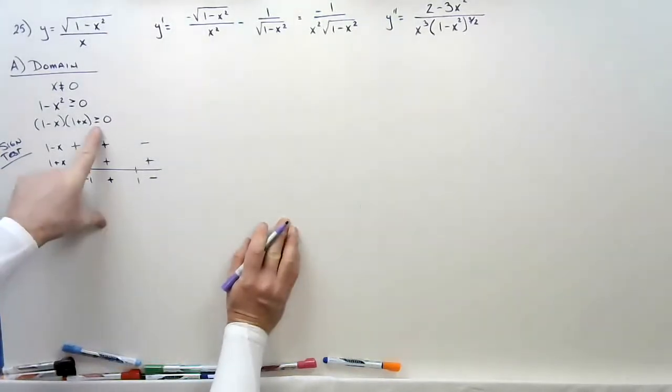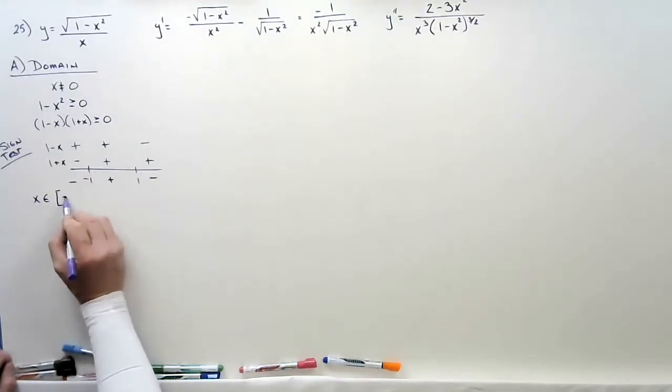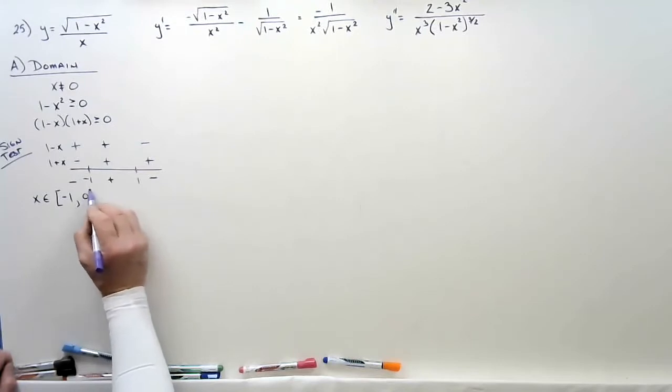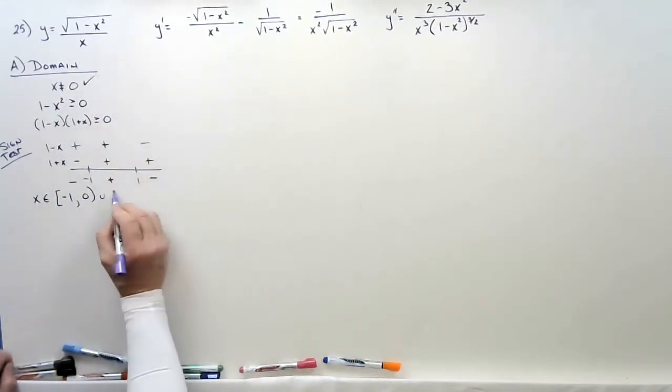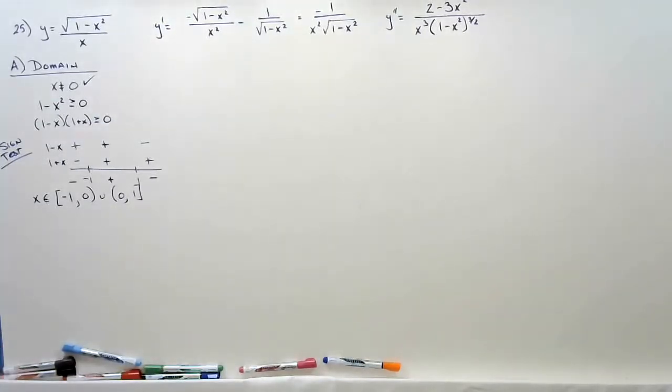Well, the only thing we can have is greater than or equal to 0. So from here, x has to be an element of negative 1 to 0, negative 1 is okay. We're not allowed 0, right? Union 0 to 1. That's our whole domain. That's our entire domain. So when we draw this graph, if we find any critical values or any numbers that don't fit within that interval, then we can't use those.